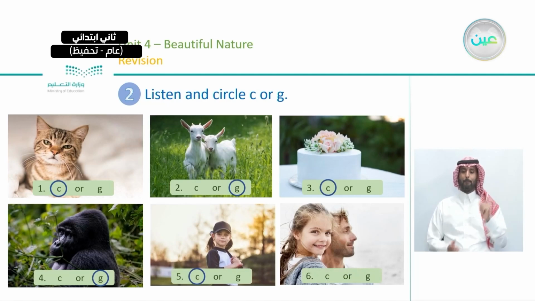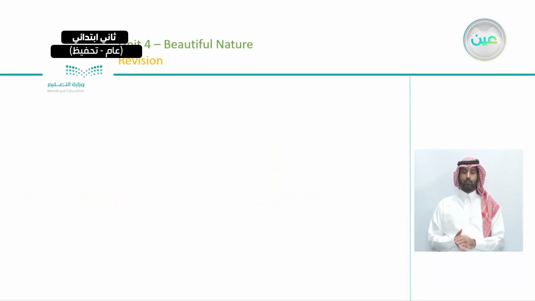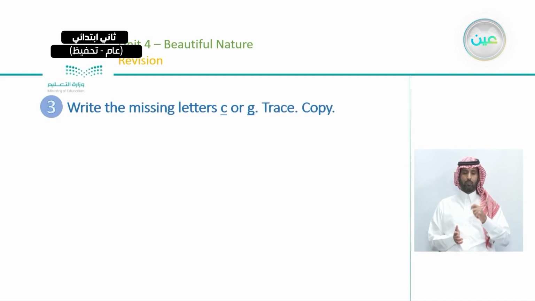Okay. Number 6, we have girl. Girl. Okay. It's C or G? G. Excellent. So we have G. Girl. That's right. Okay. Number 3, write the missing letters C or G, trace, copy.